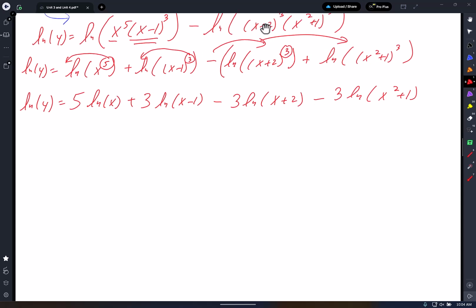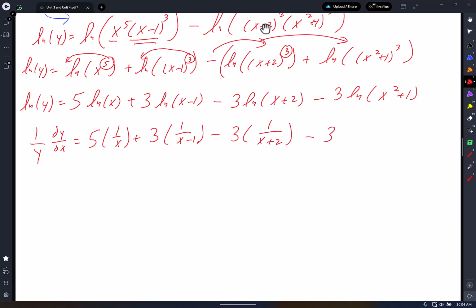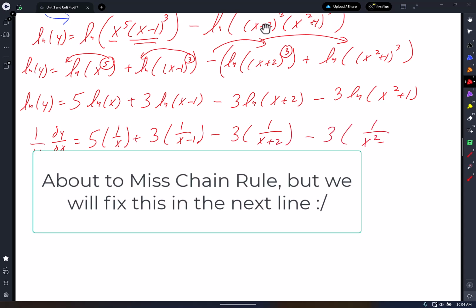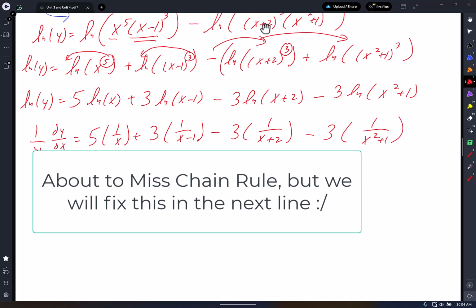So let's go ahead and take a derivative. So 1 over y times dy/dx, since I'm taking the derivative with respect to x. So dy/dx over y equals 5 times 1 over x plus 3 times 1 over (x minus 1) minus 3 times 1 over (x plus 2) minus 3 times 1 over (x squared plus 1). So there it is, guys.